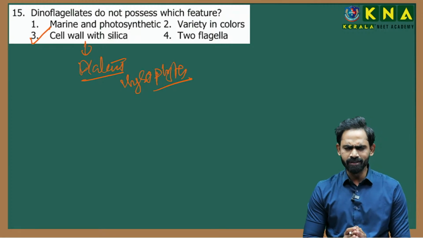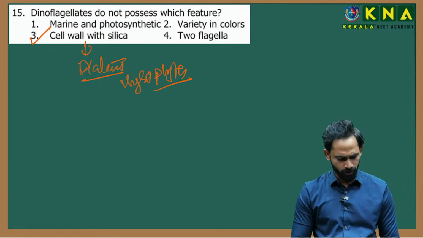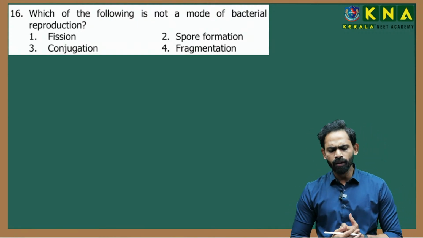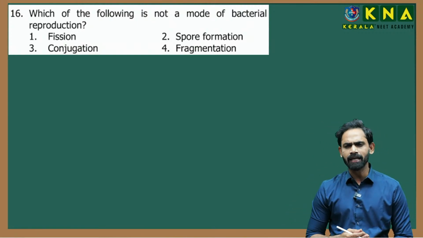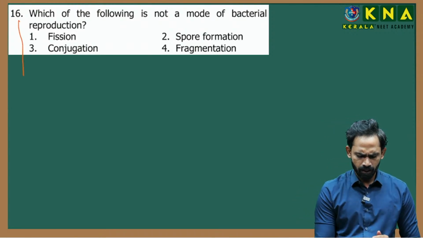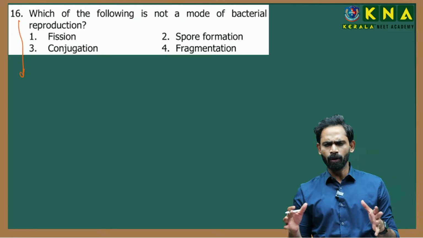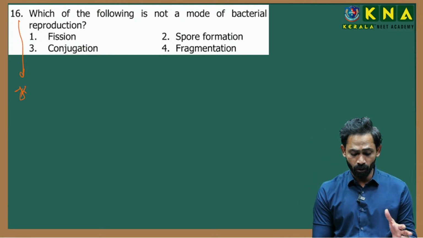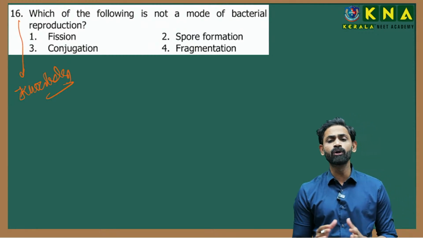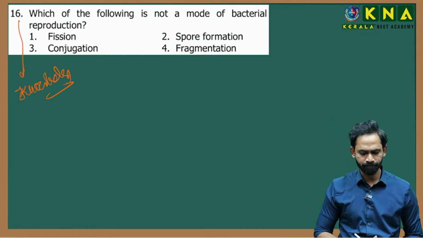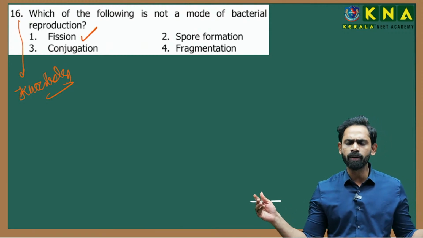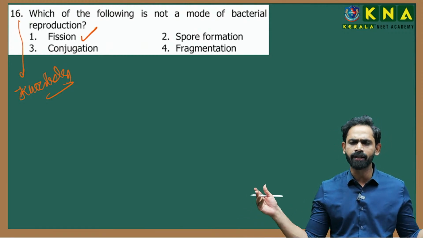So the 15th question, third option. Next one: which of the following is not a mode of bacterial reproduction? This is exam-point important, but it is very fundamental knowledge. If you don't have clarity, it will be difficult. Most common reproduction in bacteria is binary fission.